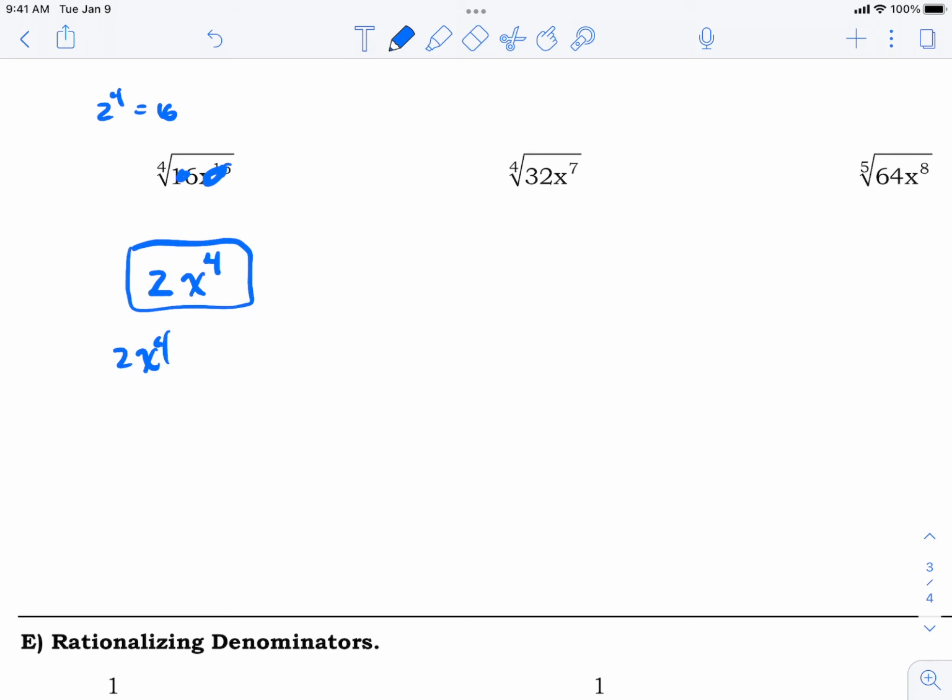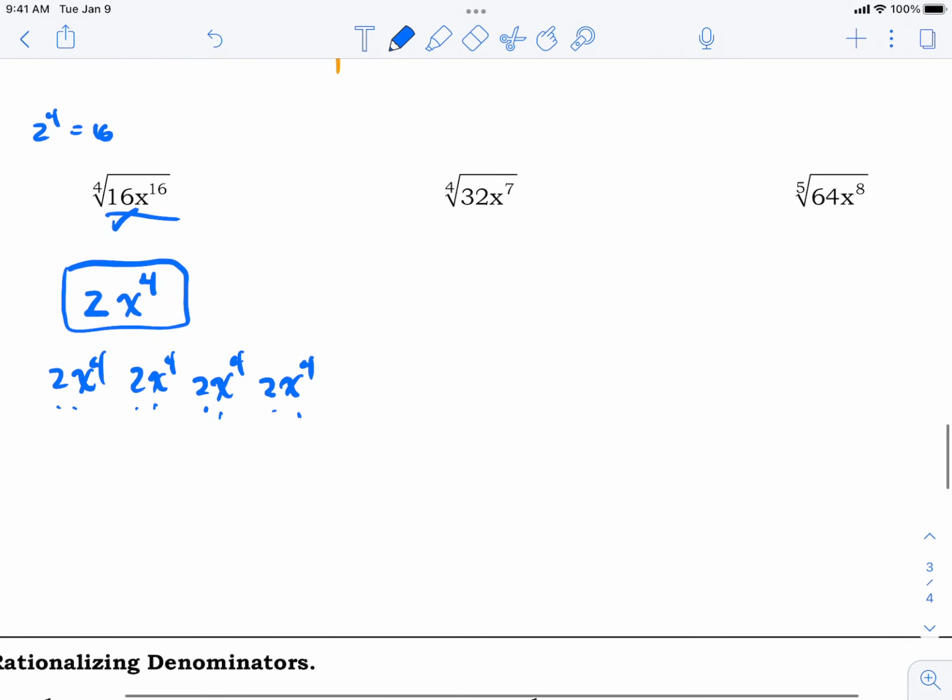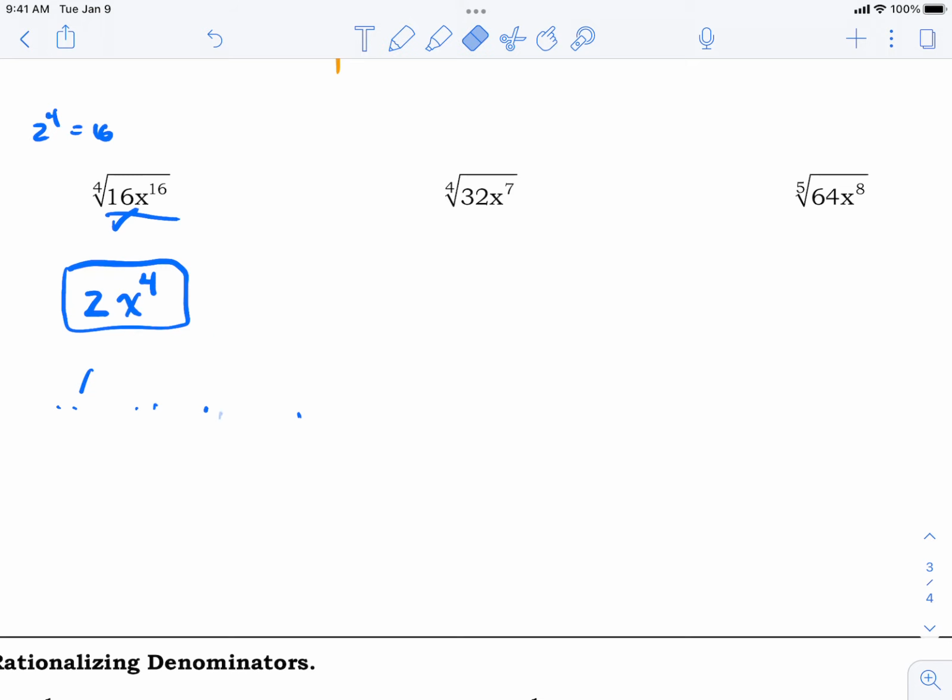And by the way, it's not a bad idea when you get an answer, if you have any doubt in your mind, you can always just check it. You were trying to take a 4th root. So what you're saying is that this times this times this times this is going to give me the 16x to the 16. Will it? Well, 2 times 2 times 2 times 2 is 16. That works. And when you multiply all these x's together, you're adding your exponents, right? 4 plus 4 plus 4 plus 4 would give you x to the 16th. It's working. You can always spot check to make sure you got it right. No sense just guessing and hoping.